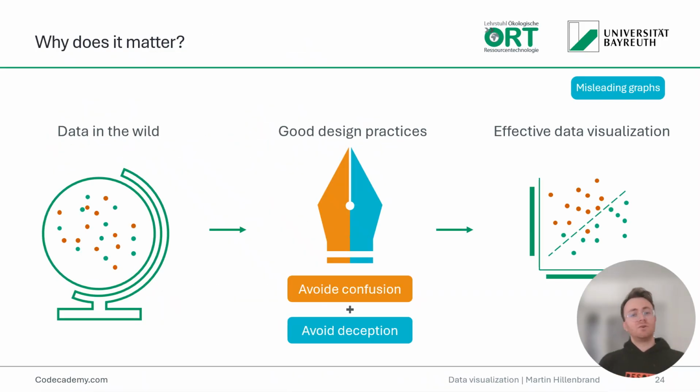And why does all of that matter, what we learned now? Why does it matter? We have a lot of data in the wild. You might find a very nice and cool data set, but you cannot work with it. So you need good design practice. You need to avoid confusion. You need to avoid deception. And then in the end, you have effective data visualization where you can draw information out. And you can then base your results on that information and interpret those results, and then produce new learnings.